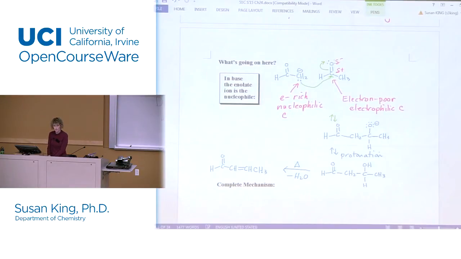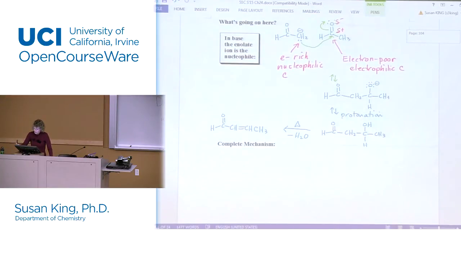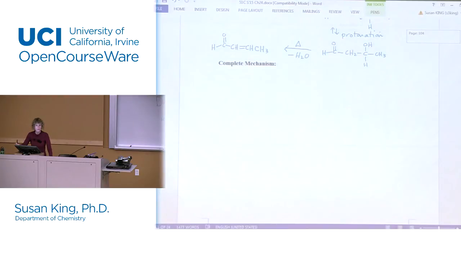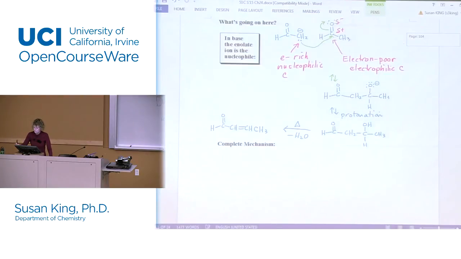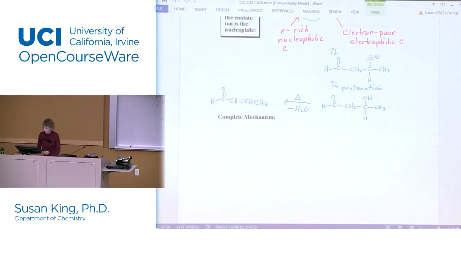All right, so let's go through the complete mechanism. Questions so far conceptually for that reaction? Anybody? Too fast? Okay, we'll leave that there. All right, complete mechanism.